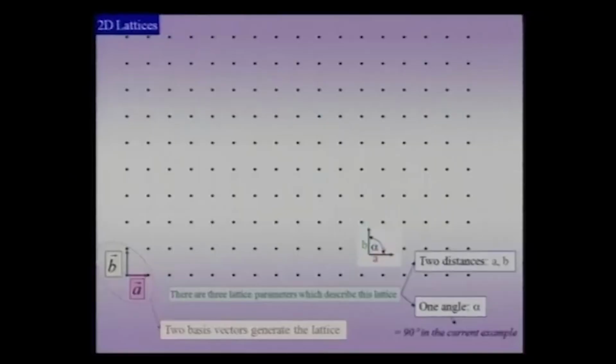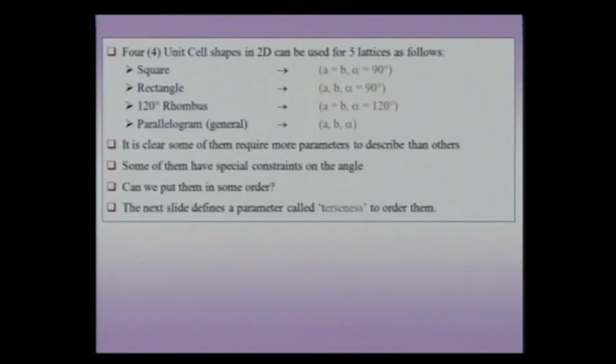So we had already said that 2-dimensional lattices are generated by 2 basis vectors with an included angle, and in the example shown in this slide, this included angle alpha happens to be 90 degrees. We had also seen that 4 unit cell shapes are typically used to describe these 2-dimensional lattices. We have a few more things to say before we take up the 5 different 2-dimensional lattices in detail.